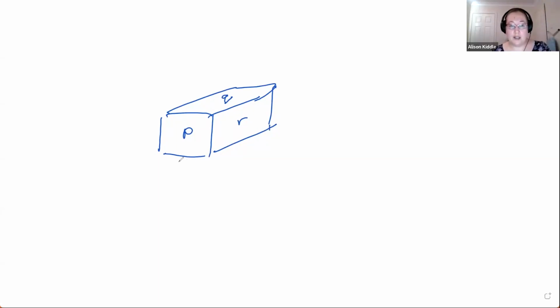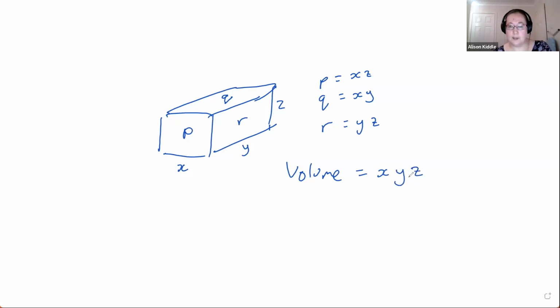And so I'm also going to say, well, let's have lengths X, Y, and Z. So from this, I can write down some equations with X, Y, and Z in. So I can say that P is going to be X times Z. Q is going to be, this is where my visualization struggles come in, because I'm like, which length goes with which side? Q is X by Y, isn't it? And yes. Then R is Y by Z. And what I want to work out is the volume, which is X times Y times Z.